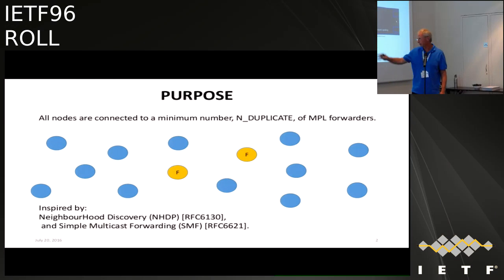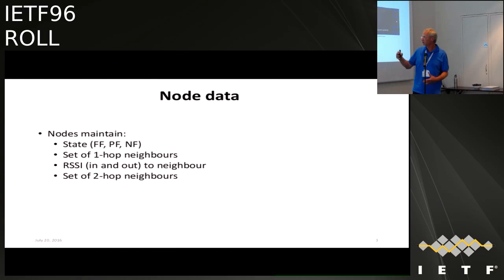The work has been inspired by the neighborhood discovery work and by the simple multicast forwarding work, so you may not completely recognize it, but it is there. When you know the data, you know the algorithm. The nodes have a state: they are either a forwarder or a potential forwarder, or not a forwarder. They keep the one-hop neighbors, so all the neighbors, and the RSSI in and out to the neighbors to determine if you have a stable channel. And they have the set of 2-hop neighbors.